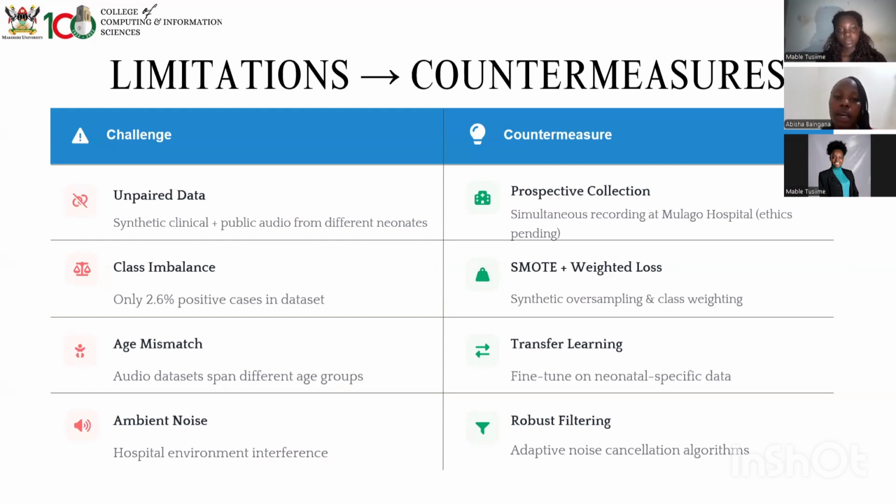We have class imbalance, whereby you find that out of over the 30,000 records that were in the synthetic dataset, only about 2.6% of those were actually positive cases that were going to be useful in our problem. And for this, the countermeasure is to oversample synthetic data and to weight the classes. Then we also have a challenge of age mismatch, whereby the audio datasets were spanning different age groups, even though our problem was focusing on a specific age group, which was neonates. And for this, our countermeasure is transfer learning, which is to fine-tune on neonatal specific data.